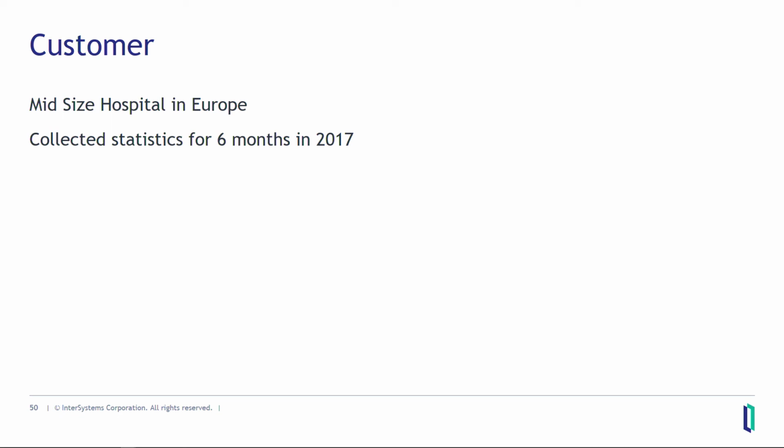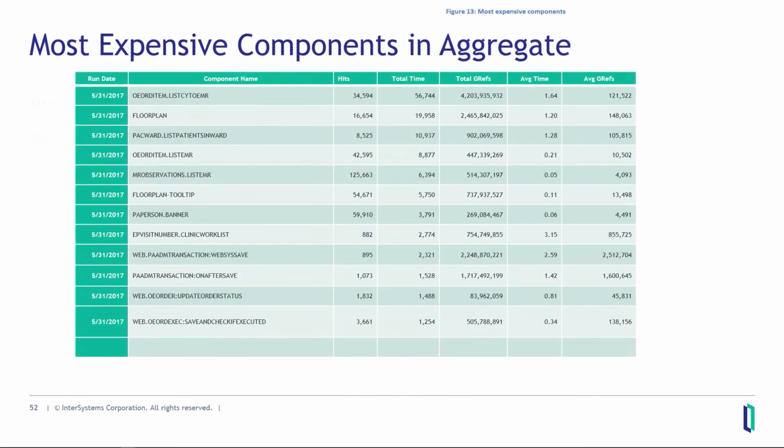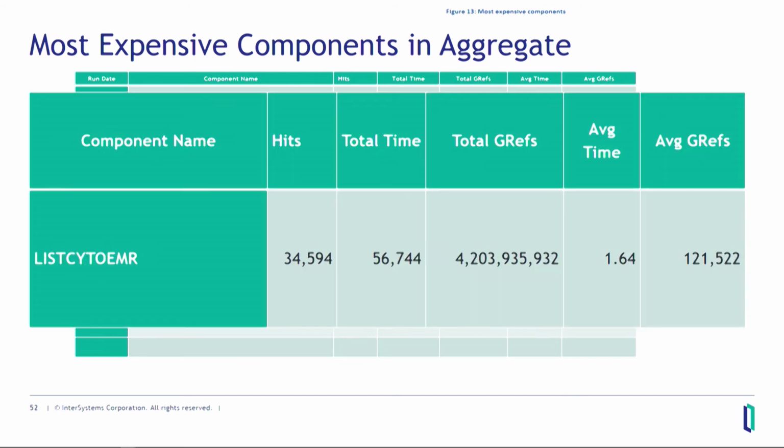We started analyzing the report, and the first thing we did was pull up the most expensive components in aggregate. So it was the total number of global references for a busy day, the total number of global time for a global. Just to zoom in so you can see one of those, list Cyto EMR was the busiest, and on this busy day at the end of the window, it was called almost 35,000 times at an average of 1.64 seconds. It's a bit disingenuous, but if you add that up, somebody is waiting for that screen, or that panel to come back, for over a day. So when you put it that way, that's quite a long time.